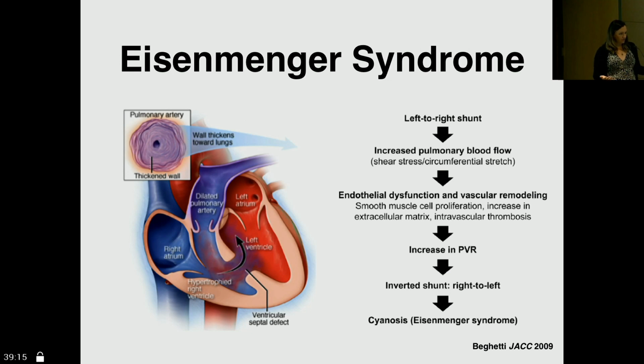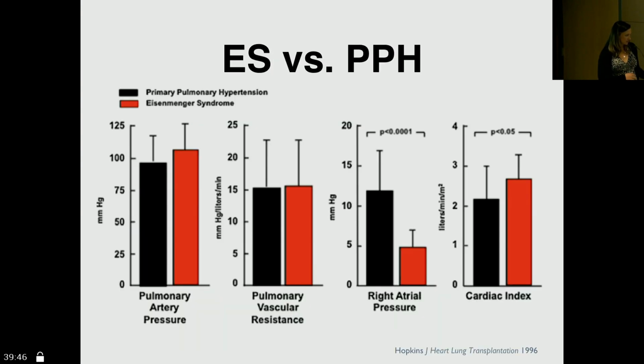A brief review for the trainees in the audience about what Eisenmenger syndrome is. It begins with a left to right shunt, and that leads to increased pulmonary blood flow. This is a model that we take advantage of in our animal model as well. This early on leads to endothelial dysfunction and vascular remodeling, both in the pulmonary vascular endothelium, but also in the lymphatic endothelium, which Sanjeev will discuss, and ultimately an increase in PVR, which leads to an inverted shunt and cyanosis, which is really the hallmark of Eisenmenger syndrome.